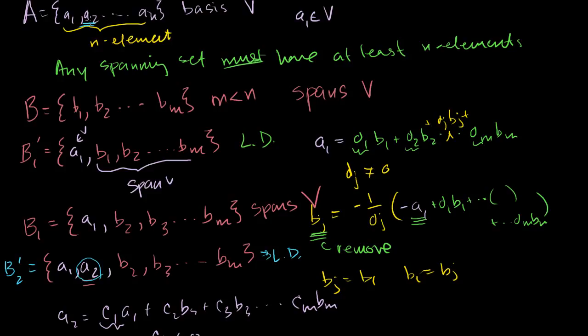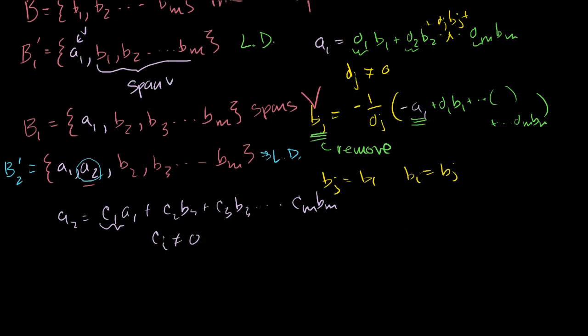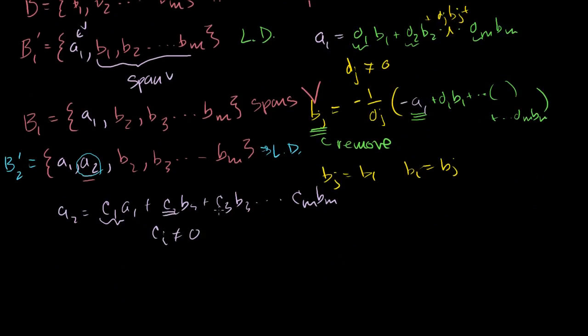If they're linearly independent, we know that A2 cannot be represented as some linear combination of the rest of these guys. So we know that one of the coefficients on the b terms has to be non-zero. Someplace you're going to have a cj, bj. This is a different one than we had before. At least one of them has to be non-zero, because if all of these were zero, then you wouldn't be able to say that this vector and that vector are linearly independent, because they would be scalar multiples of each other.